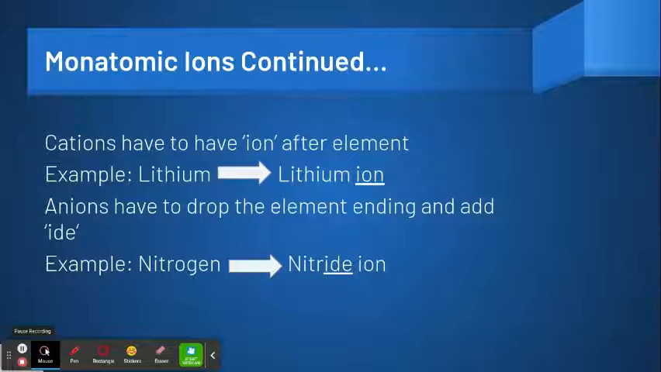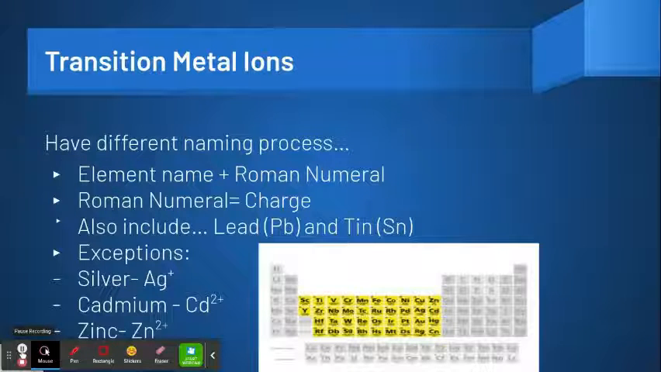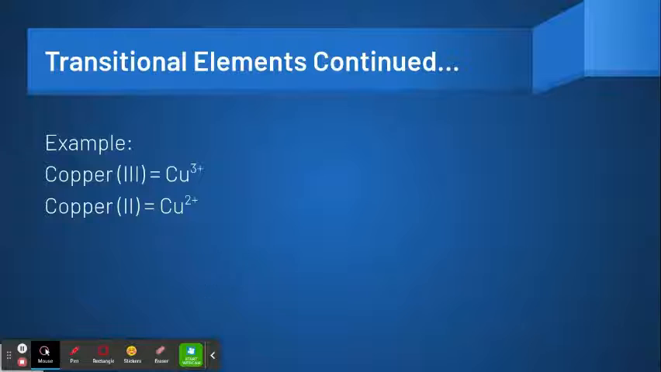Now you will learn transition elements from Chance. Alright, this is Chance, and I'm going over the rules of transition metal ions. First, you take the name and add the Roman numeral. The Roman numeral represents the charge of the ion. It also includes lead and tin, which are not in the transition metals. The exceptions of the transition metals are silver, cadmium, and zinc. For example, you take copper, you add 3 in parentheses, which equals Cu3+. You also have copper 2 in parentheses equaling Cu2+.